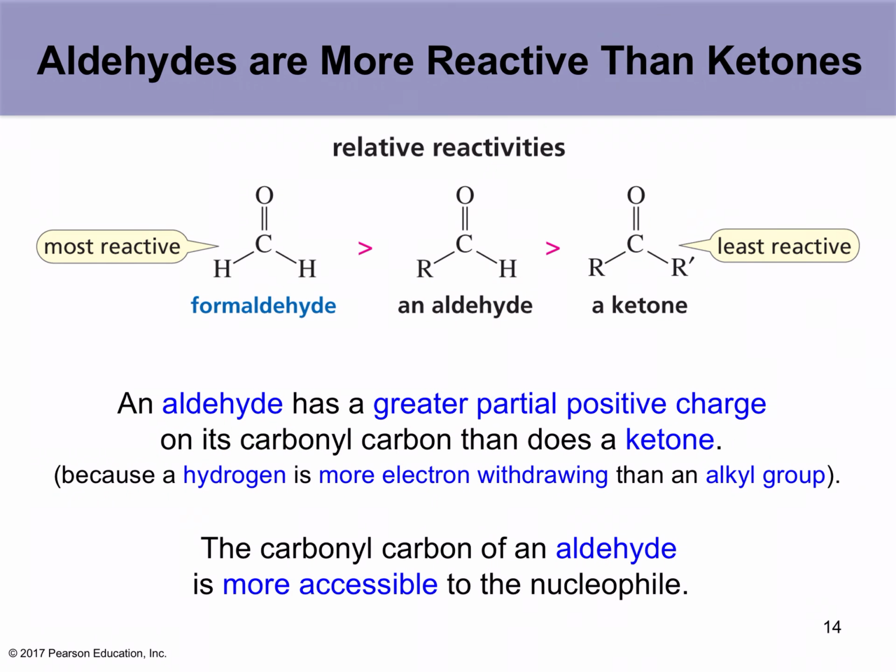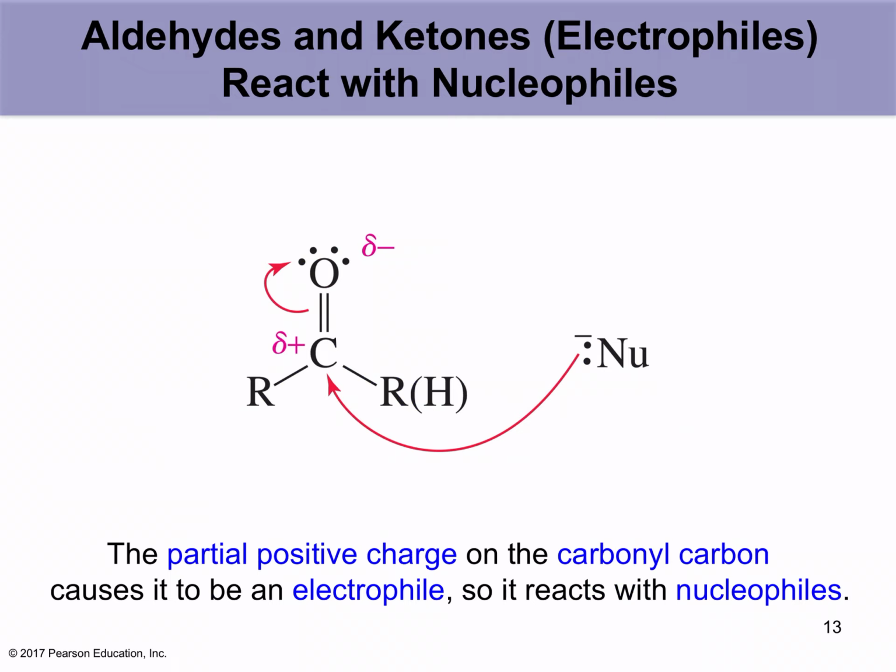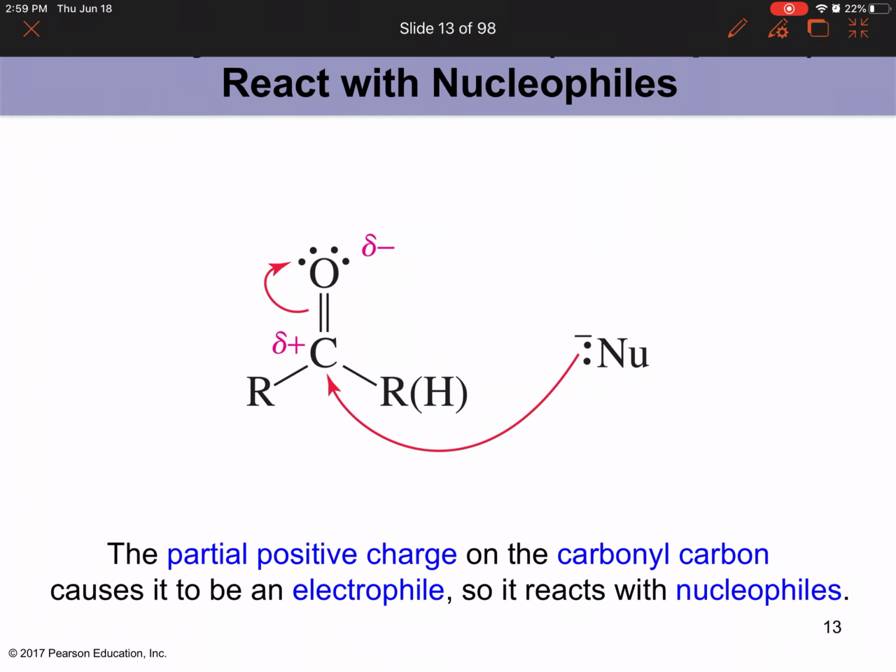Hello everyone. In this section, let's look at the reactivities of aldehydes and ketones. Aldehydes and ketones are considered electrophiles. Electrophiles are electron deficient species, or you can say E plus, meaning it doesn't have enough electrons.